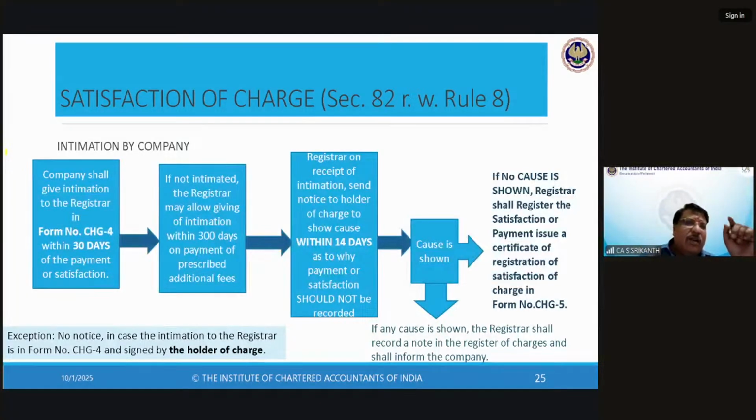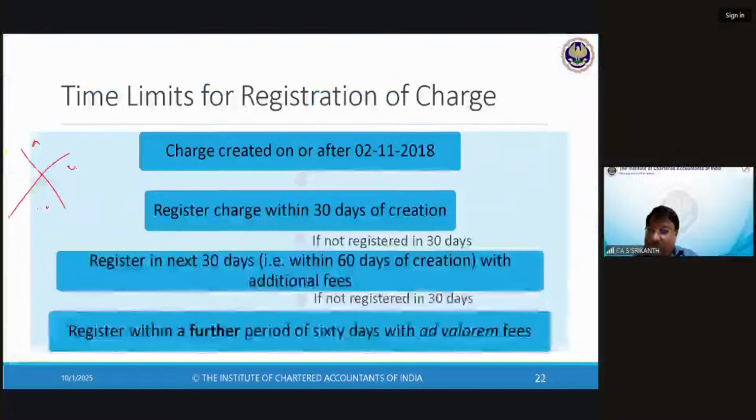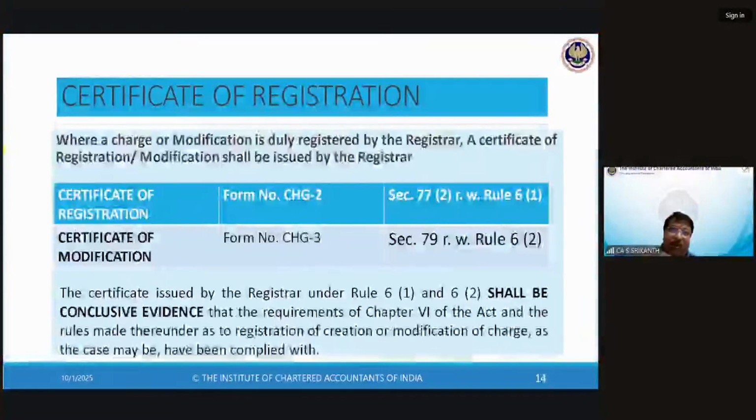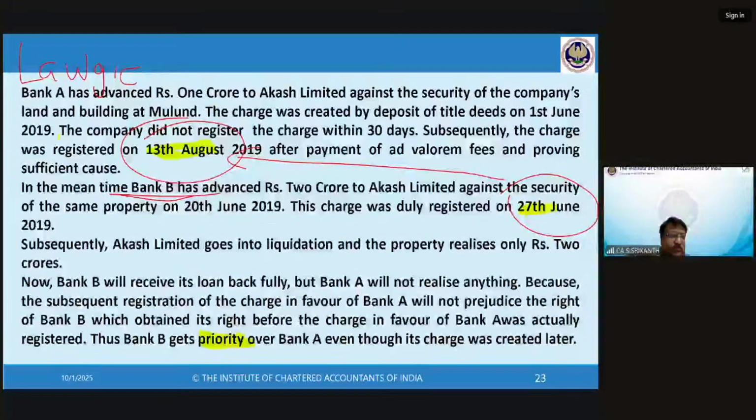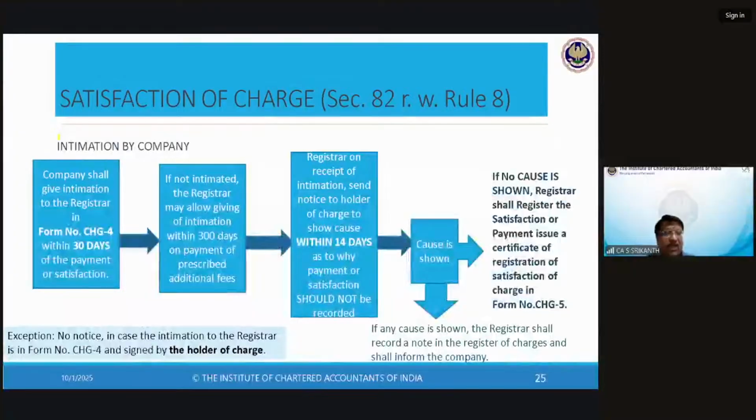So company shall give intimation to the registrar in form number CHG4. Okay, form number CHG4. We have seen 1, we have seen 9, 2, 3. 1, 2, 3. Now we are seeing 4. Okay, 4 is intimation of satisfaction. CHG4. Within 30 days of the payment or satisfaction. Right? Okay, as usual, I have not intimated.